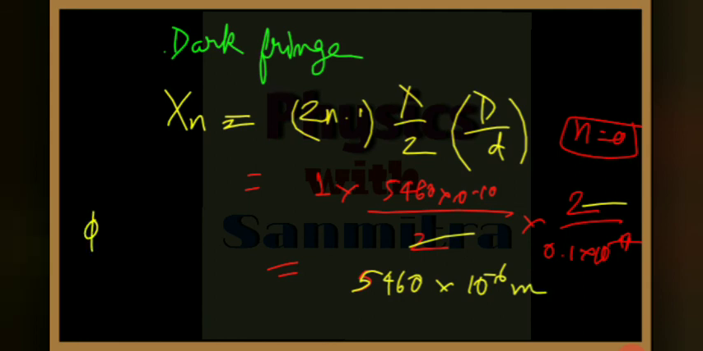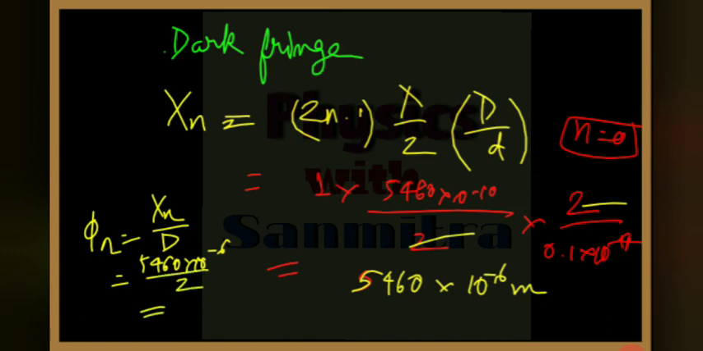Now if I find angular displacement phi n, that will be simply xn by D. So angular displacement will be 5460 into 10 to the power minus 6 by 2, and that will be equal to 0.00273 radian. 0.00273 radian, and if I convert into degree, that is 0.156 degree. I can convert into minutes also, but I'm keeping it in decimals of degree, that is 0.156 degree.